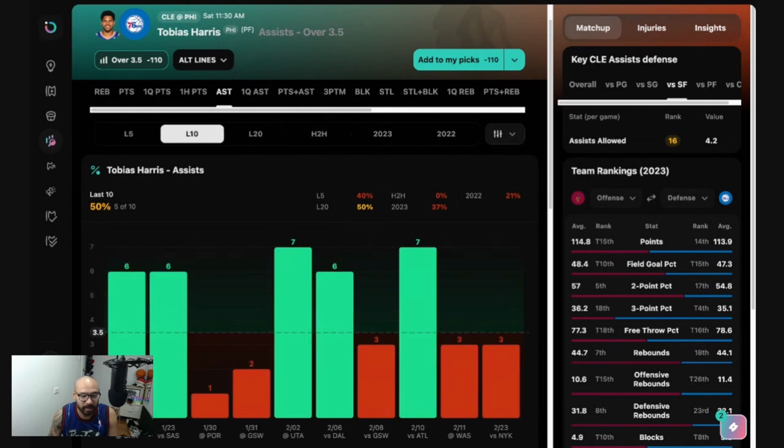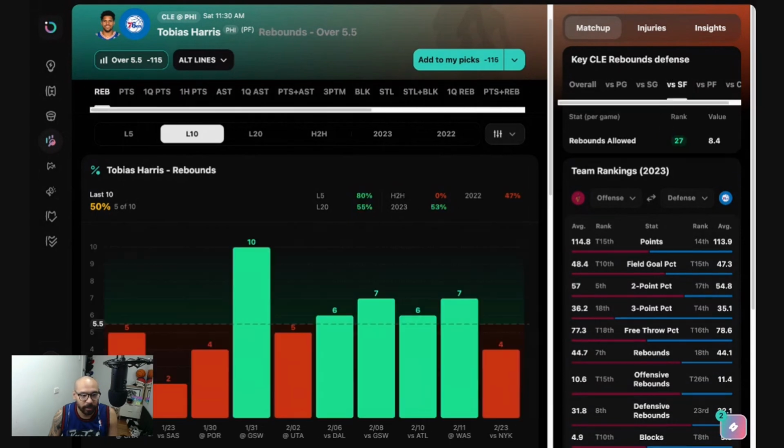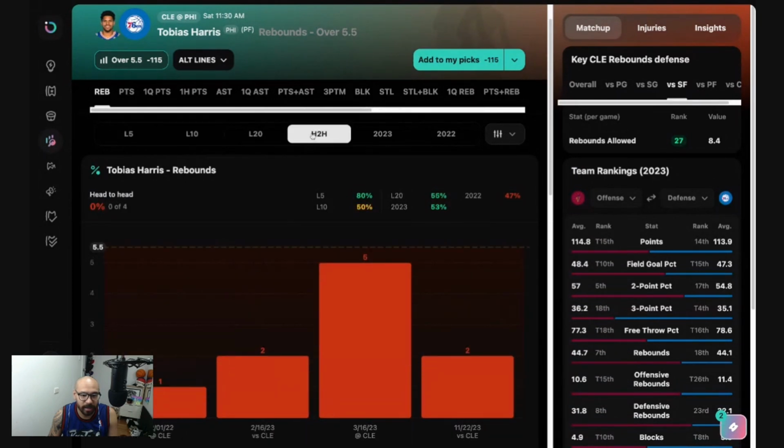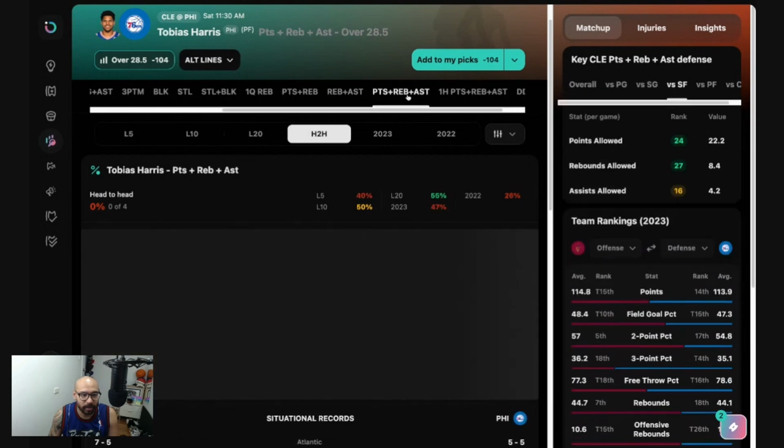Looking in the last 10, he's hit it in 5 out of his last 10 games. So even that leaves me a little bit 50-50. I'm on the fence. So no obvious play there. And let's have a look at his rebounds. Rebound-wise, he's hit this in 5 out of his last 10, and he's gone under in every game against the Cleveland Cavaliers. So one thing I do know about Tobias Harris is that I don't like him that much.